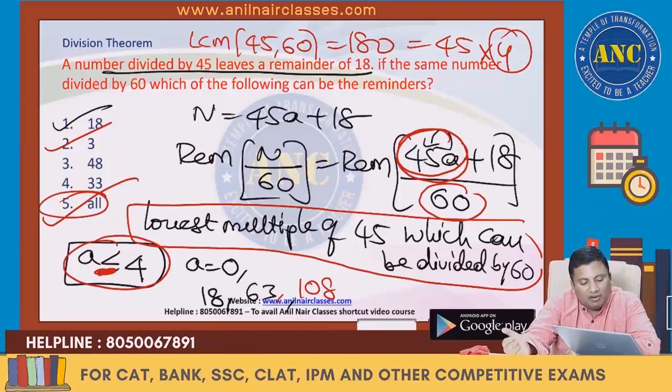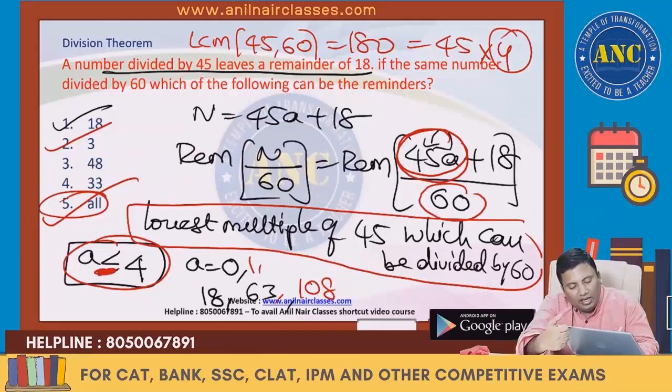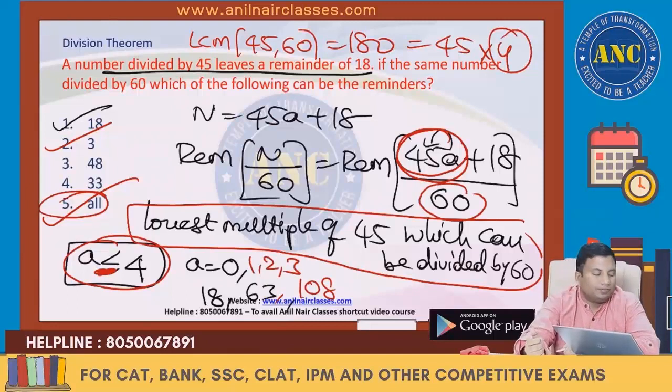A is less than 4: A is 0, 1, 2 and 3. I hope the idea is clear. Till here, if it is clear to you, kindly reply in the live chat. I want your acknowledgement in the live chat if it is crystal clear to you.